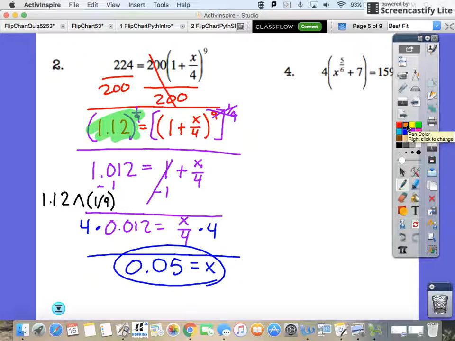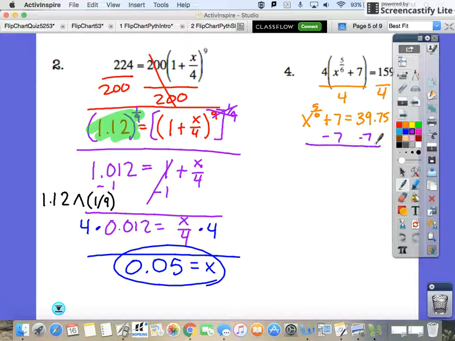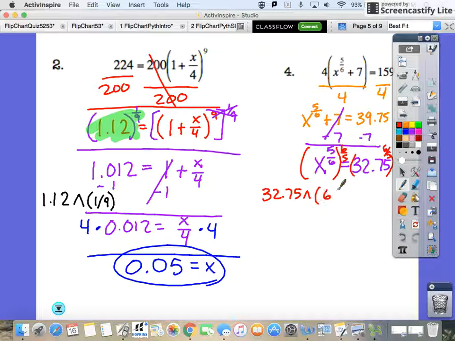Over here, similar idea. We're going to start by dividing by 4. And we get x to the 5/6 power plus 7 is equal to 39.75. Then we subtract 7 on both sides. X to the 5/6 power equals 32.75. And we will raise it to the reciprocal power, 6 over 5. Type this into a calculator, you'll have 32.75 caret 6 divide 5. Hit enter, and you should get x equals 65.80.